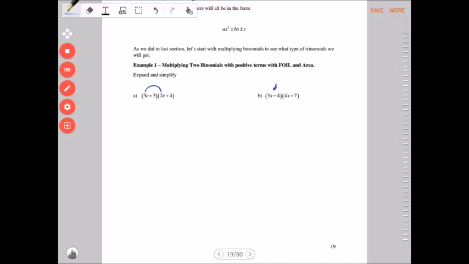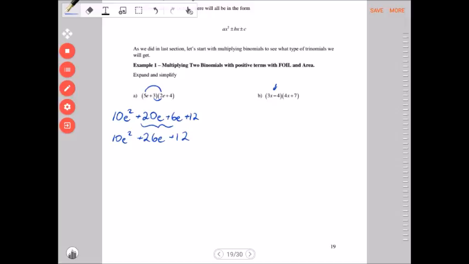Okay, so this guy here, 5e times 2e is 10e squared. 5 times 4 is plus 20e's. 3 times 2e is plus 6e's, and 3 times 4 is plus 12. Remember the O and the I of FOIL usually combine, and this is no exception. So plus 26e's plus 12.